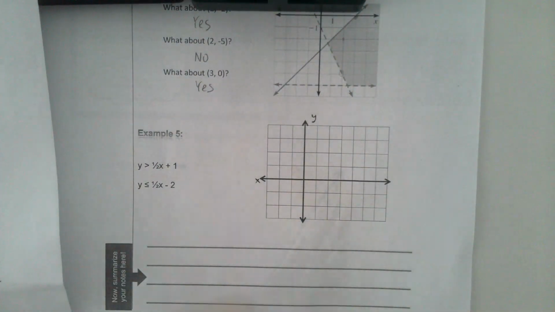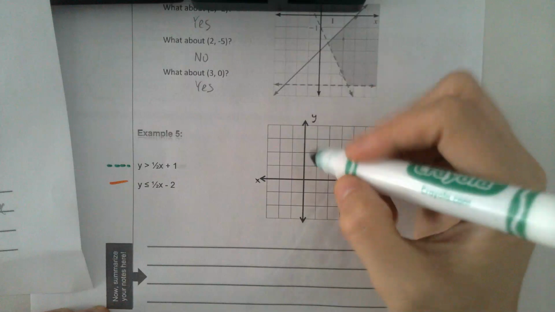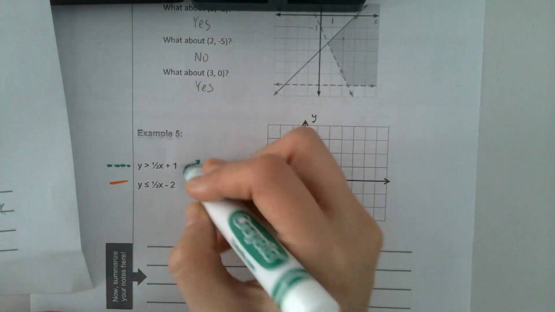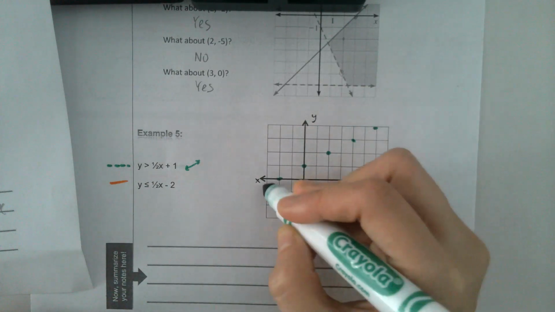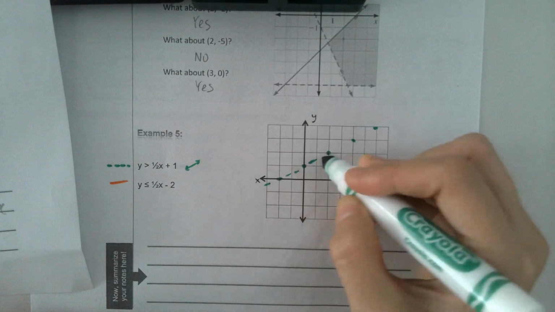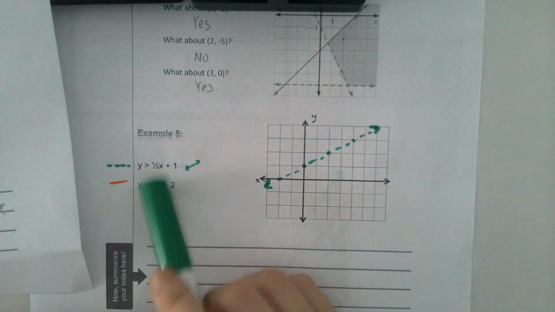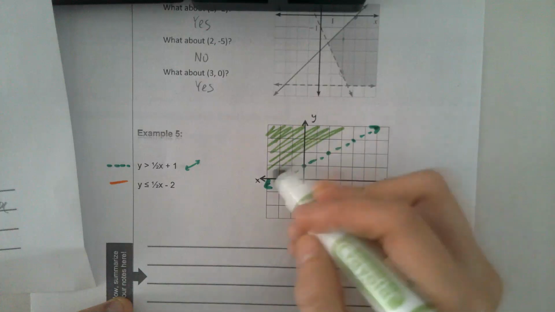So they're both already in slope-intercept form, which was very nice. This one I'll do in green, it's dotted. This one I'll do in orange, it's solid. So we're going to start with our y-intercept at 1. Our slope is 1/2, so we know the line should be going up. We go up 1 over 2. Dotted line. And then it's saying it's greater than, so it's going to shade above the line.